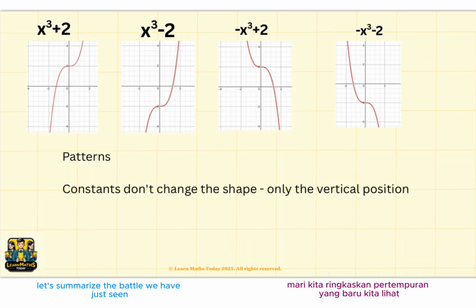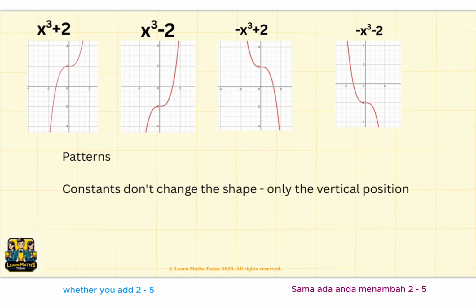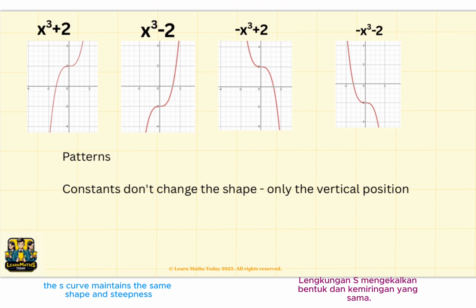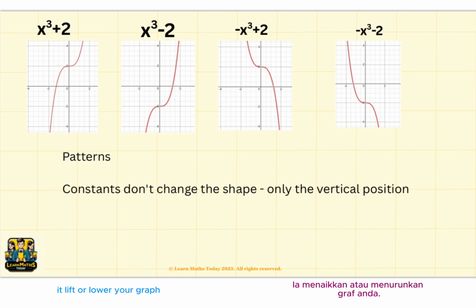Let's summarize the pattern we have just seen. The first principle is that the constant preserves the shape. Whether you add 2, subtract 5, or add 100 to your cubic function, the S curve maintains the same shape and steepness. The constant is purely like an elevator. It lifts or lowers your graph, but there is no stretching or squashing done.